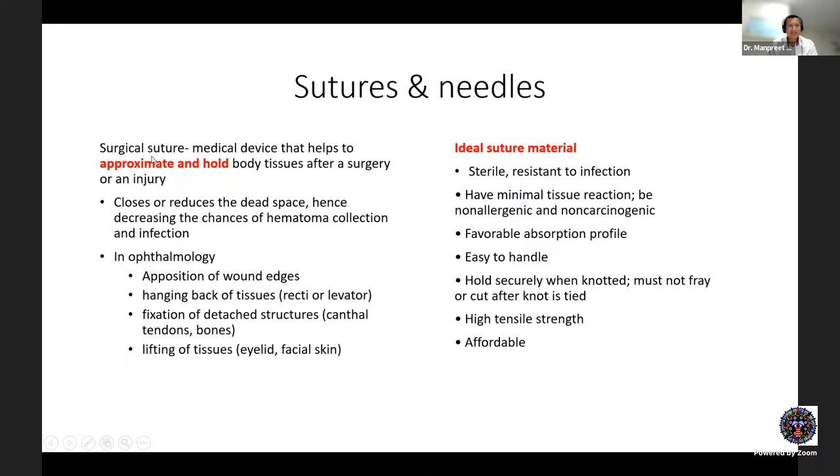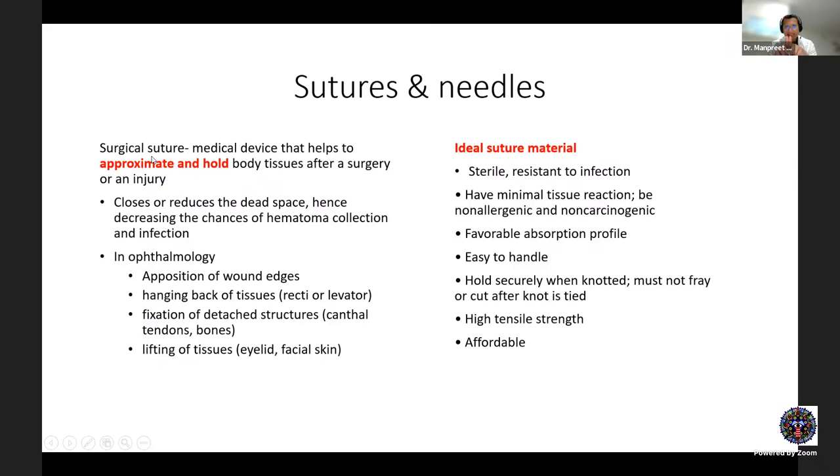A surgical suture is a medical device that helps to approximate and hold body tissues after a surgery or an injury. So remember two things. You first approximate the wound edges and then you need to hold it in place. What function does the suture serve? It closes or minimizes or zeroes down the dead space.